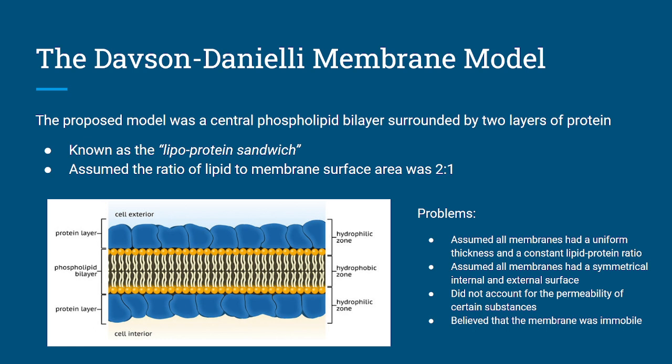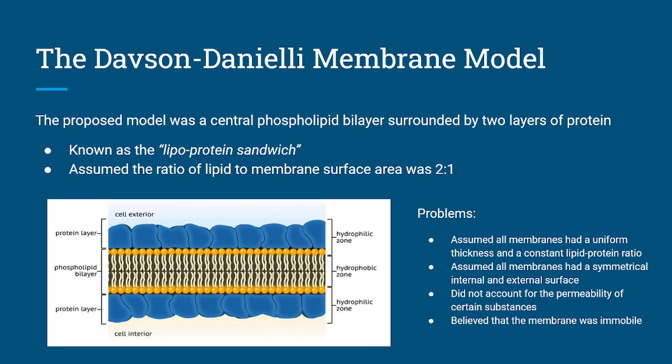Finally, we're going to be talking about the Davson-Danielli model, which was proposed as a central phospholipid bilayer surrounded by two layers of protein. This existed before the fluid mosaic model and was known as the lipoprotein sandwich. It basically assumed that the ratio of the lipid to membrane surface was 2:1. In other words, the section here shown in blue was double the section shown here in yellow. However, this seemed problematic as this was incorrect.